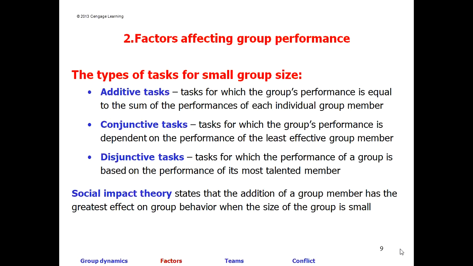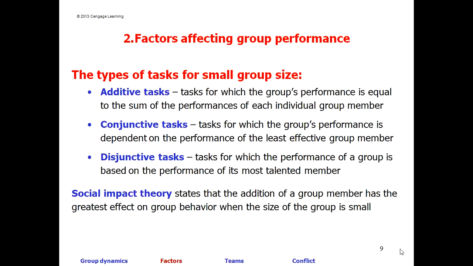Conjunctive tasks are those in which the group performance is dependent on the performance of the least effective group member. Disjunctive tasks are those in which the performance of a group is based on the performance of its most talented member. There are many examples for the additive, conjunctive, and disjunctive tasks. You can just refer even your textbooks also.